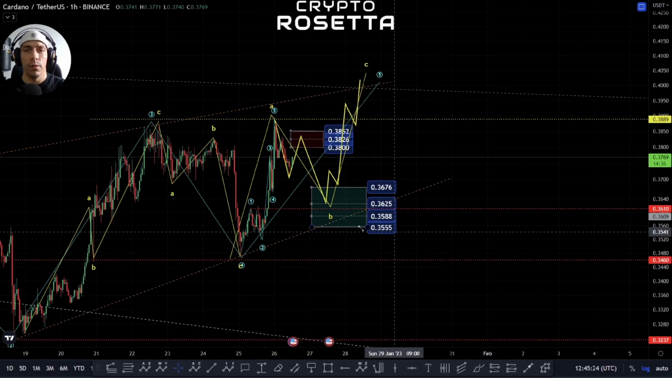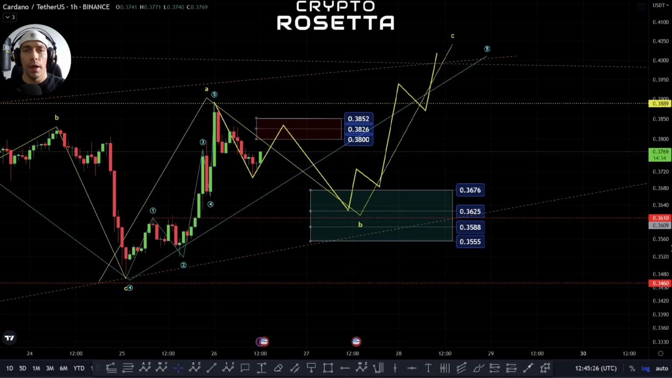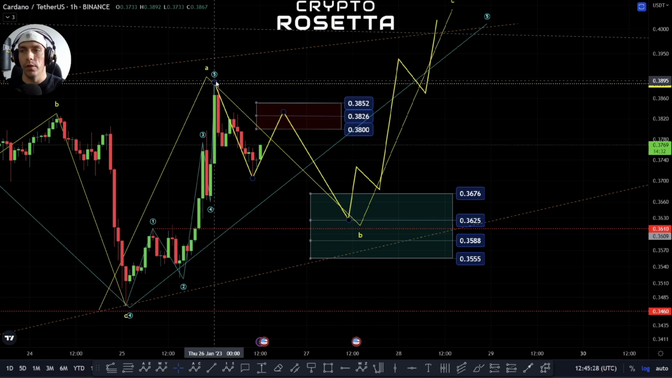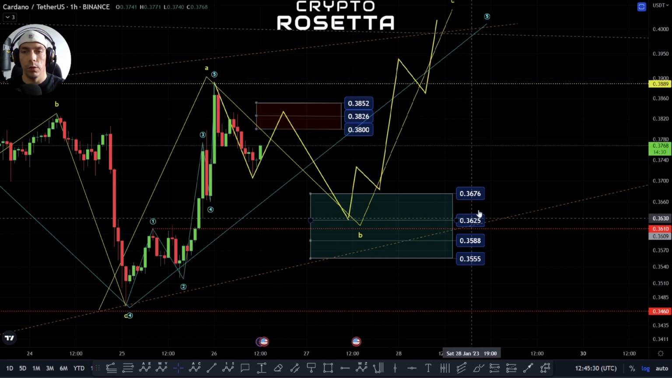You know, there's a few things that can happen here. So if we fail to break this high point, this 38.95, it's possible we could look to find support in here.